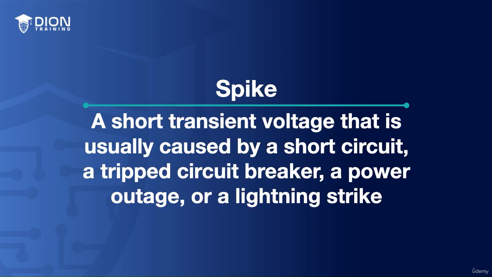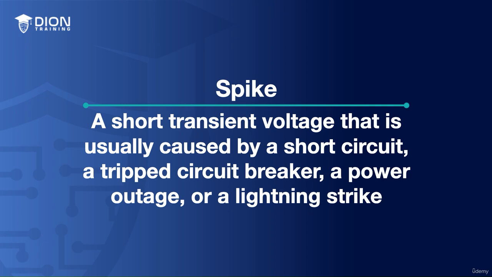Second, we have a spike. Now, a spike is a short transient voltage that's usually going to be caused by a short circuit, a tripped circuit breaker, a power outage, or a lightning strike. With a spike, you might see a default voltage of 120 volts rise all the way up to 150 volts or 175 volts or even more.